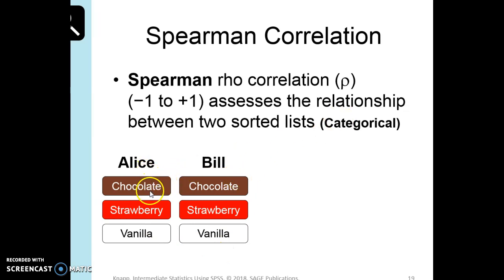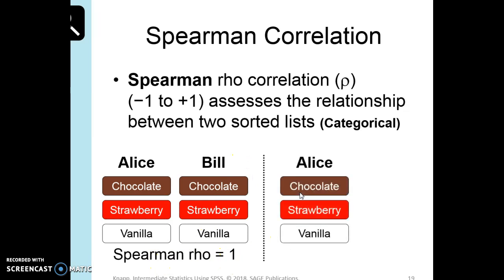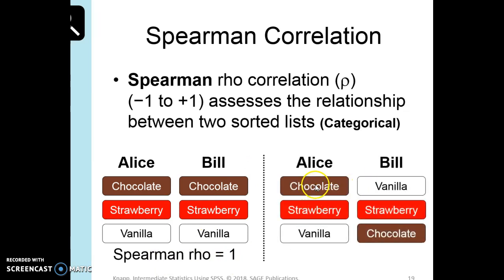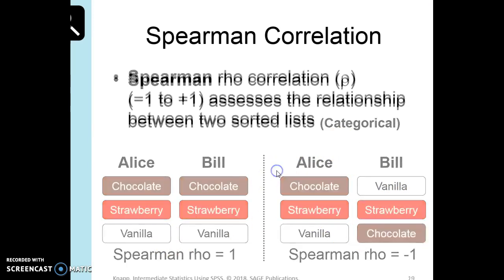Here's an example, because this is categorical data. Here's Alice's preference for ice cream and Bill's, and they're identical. So that correlation is probably a 1. Well, it is. The Spearman rho is a 1. Here's a correlation of the opposite type. They're just the opposite of each other. They're reverse of one another. So this is going to be a -1 correlation. It's still as strong as this one. It's just in the different direction.